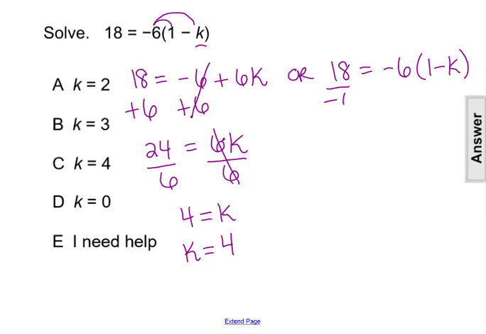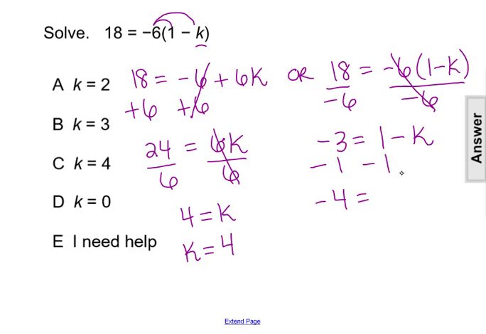So if we divide both sides by negative 6, that will undo that multiplying by negative 6 and give us negative 3 equals 1 minus k. So now we'll use our inverse operations to get the variable isolated. So first we'll subtract 1 from both sides, giving us negative 4.